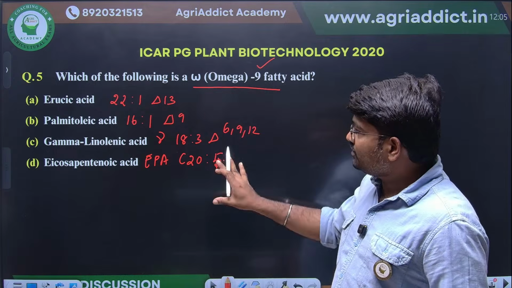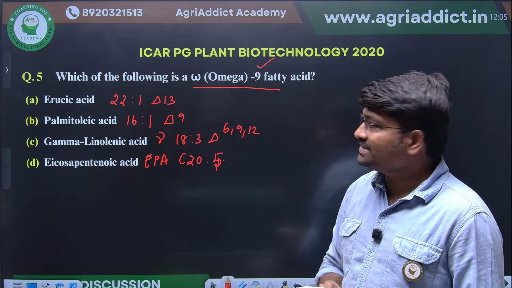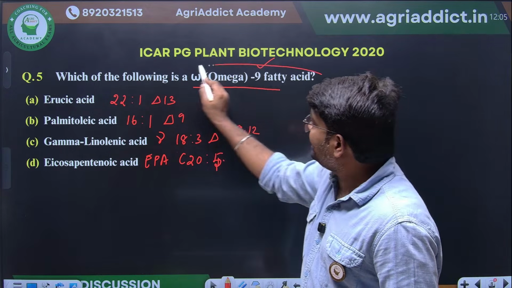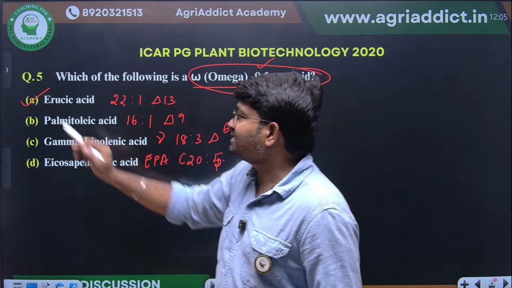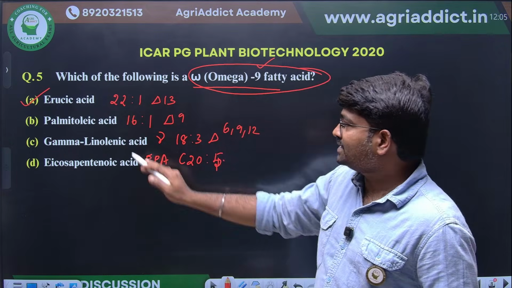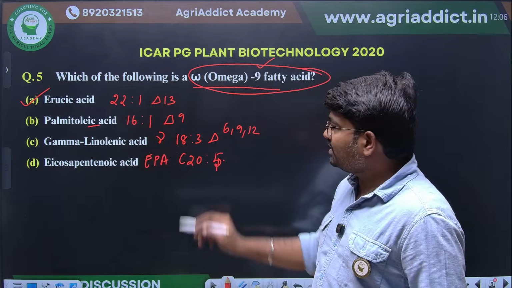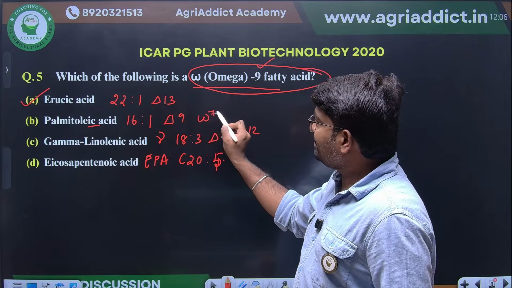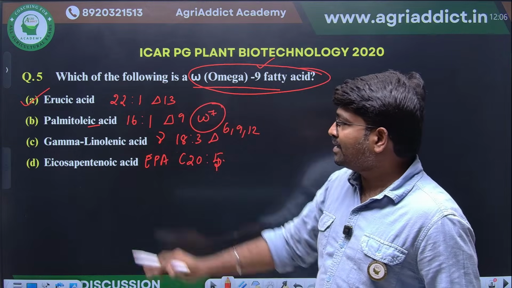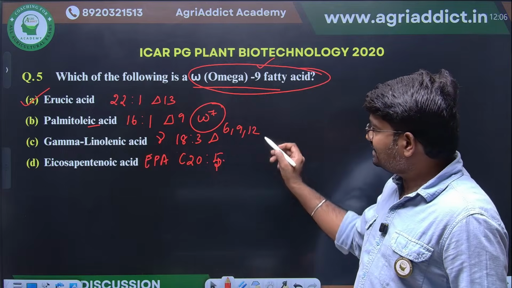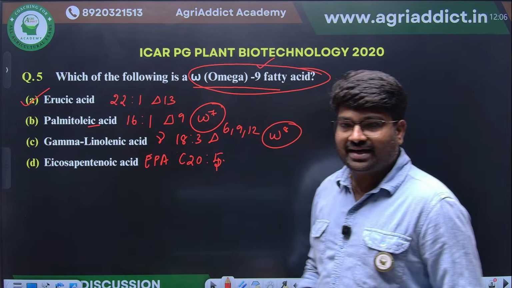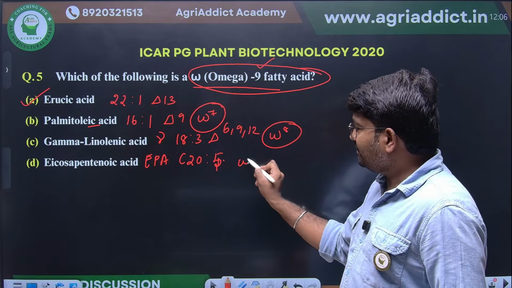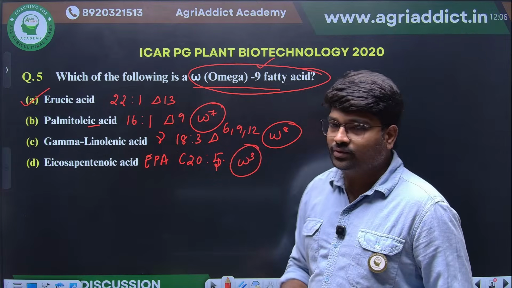Okay. So if you see among these, which is the omega-9 fatty acid? So omega-9 fatty acid is what? Yes, very good. Erucic acid is the omega-9 fatty acid. So palmitoleic acid is what? It's an omega-7 fatty acid. Okay. Gamma linolenic acid is what? It's an omega-6 fatty acid. Eicosapentaenoic acid is what? Omega-3 fatty acid. This also you have to remember.